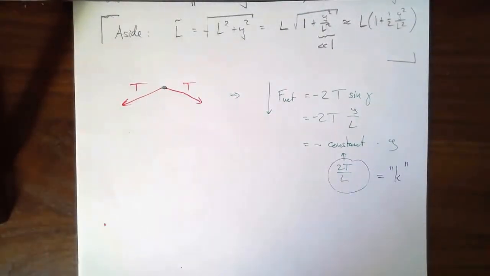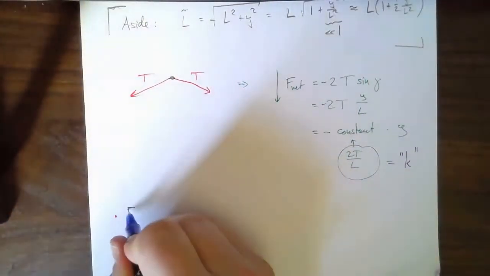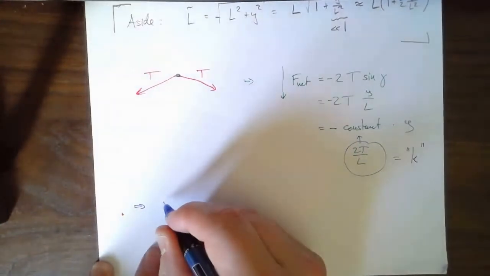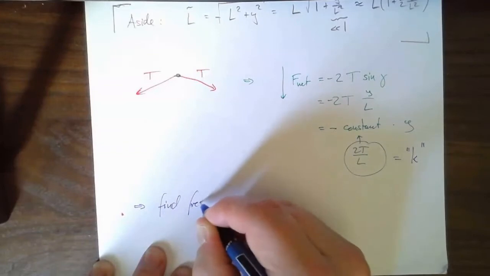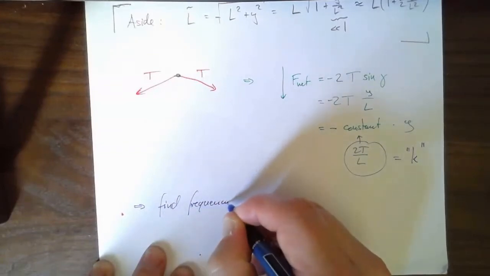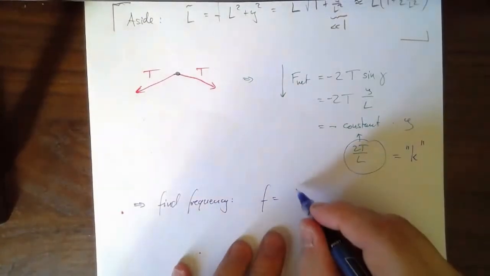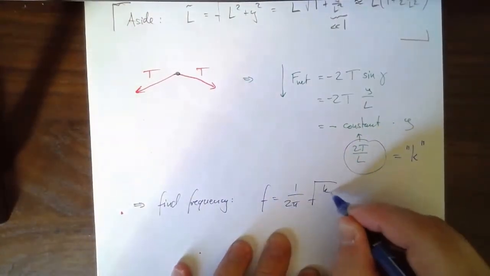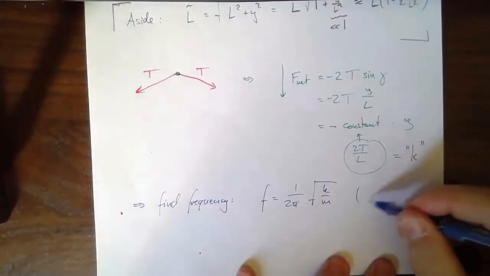So if I want to find the rate of oscillation, say the frequency, well, figure out what it is. Find the frequency. f I know is equal to 1 over 2 pi times the square root of k over m. Right, that's the spring result.